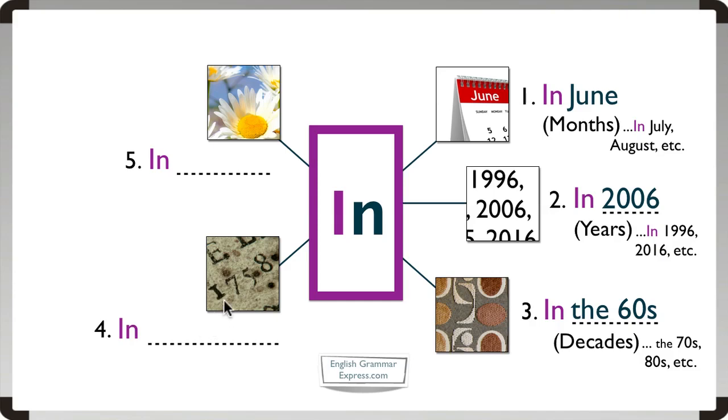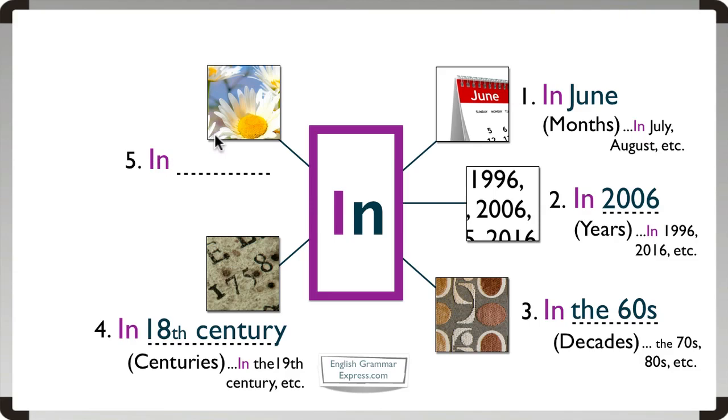Number 4, this picture represents a particular century. The example here is in the 18th century. We could also say in the 19th century, in the 20th century, and so on. Number 5, this picture represents a particular season. The example here is in summer. We could also have in winter, or in autumn, or in spring. Now, as I said before, we normally use in for longer periods, like months, years, decades, centuries, and seasons.